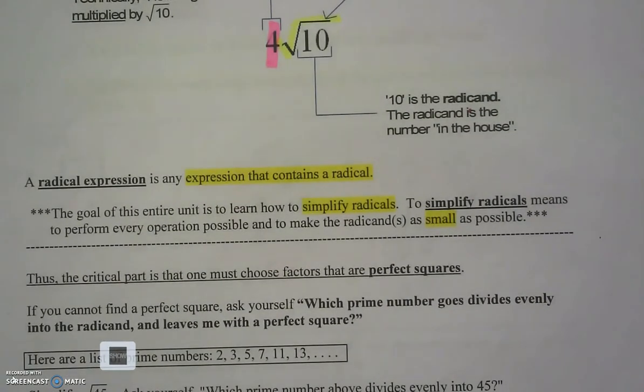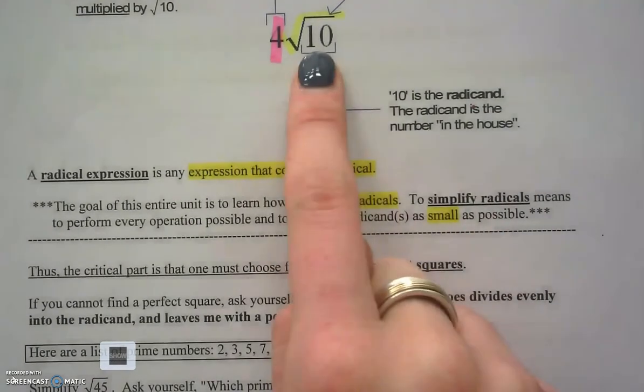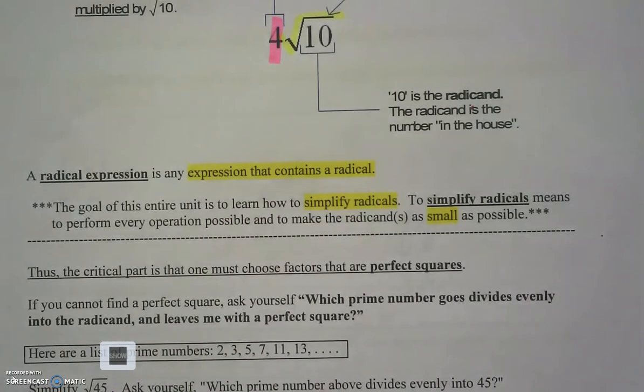The goal of this entire unit is to learn how to simplify radicals. To simplify radicals means to perform every operation possible and make the radicand as small as possible. So when we simplify, we're trying to make this number underneath the house as small as possible. No perfect things can be inside of that house. There are a couple of different methods that we can use to do this.